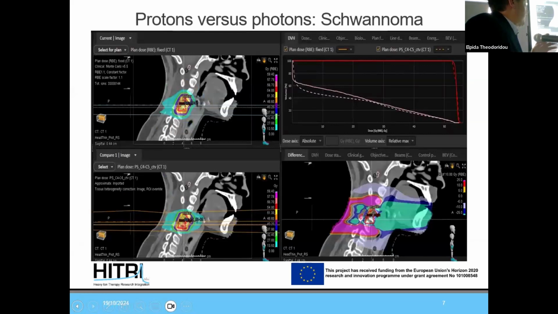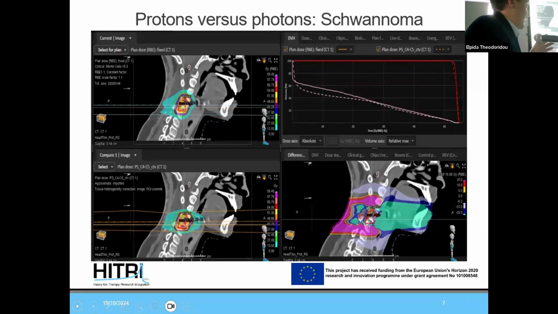Just to show you something else, this is a schwannoma. So the upper part, there is a proton plan. The lower part, there is a photon plan. Behind the DVH, they are quite similar in terms of coverage, because the red DVH of the red structure is the CTV, and it is well covered in both techniques. The pink structure is the spinal cord, and more or less for those higher than 50 gray, the DVHs are the same.